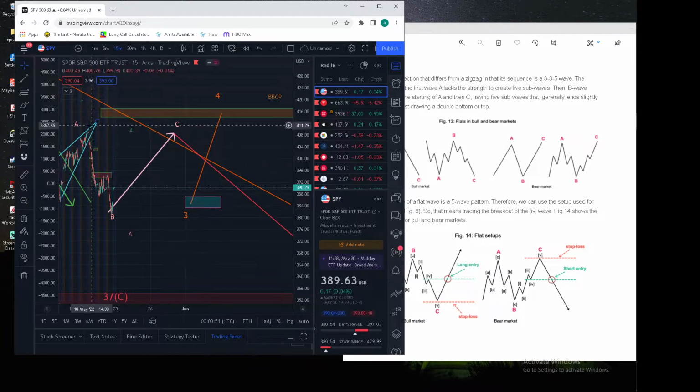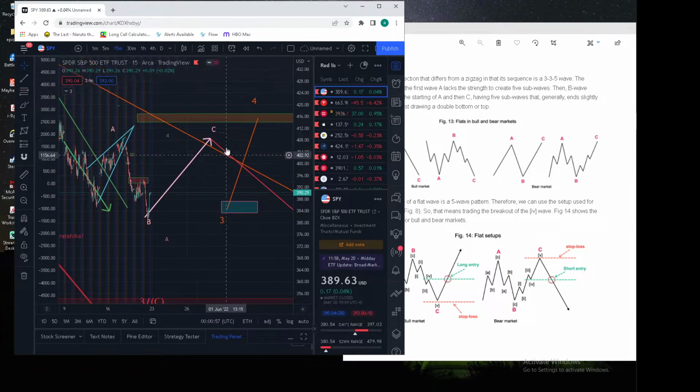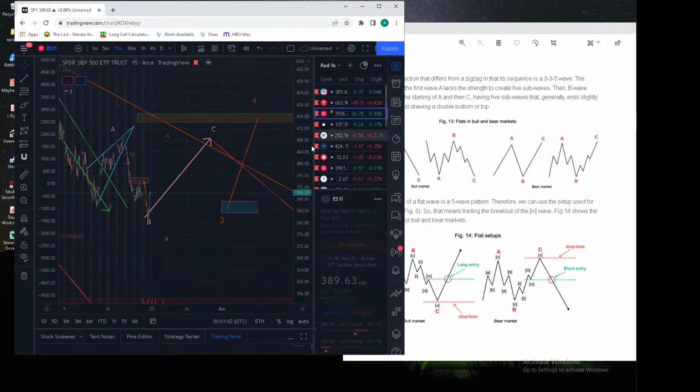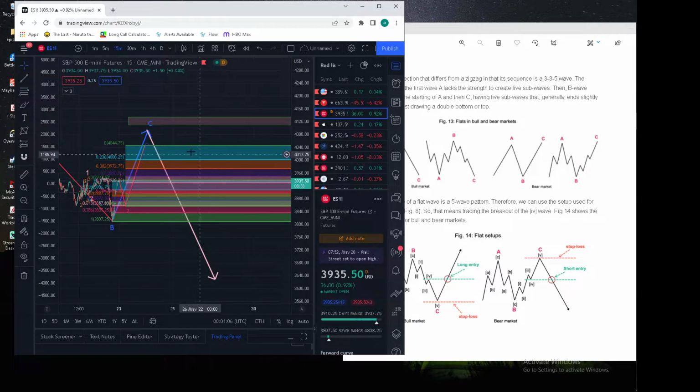We had one try here at 409, rejected, hard rejected. Then we ABC'd. We did a flat correction. Then it's going to try to go for it again, and it's going to get rejected. So if you like patterns, that's a double top.